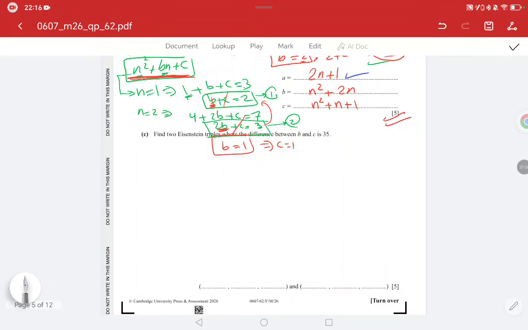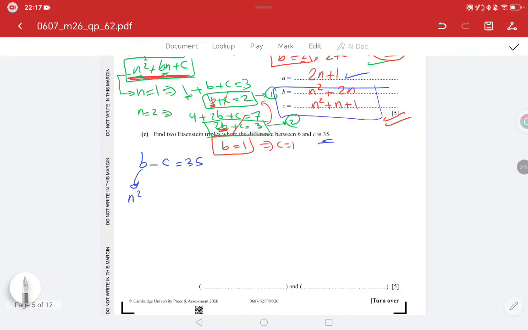Now they said that we have again two triples and the difference between B and C is 35. Okay, so B minus C equals 35. This is what they said. Okay, what are B and C? Those ones. So let's write them, the equation of this one.